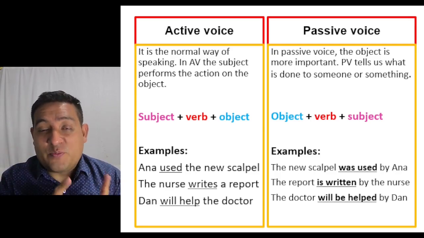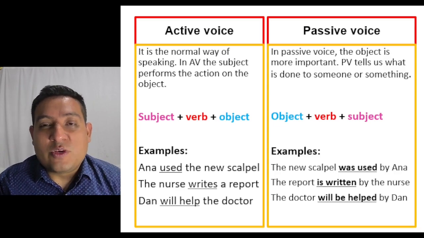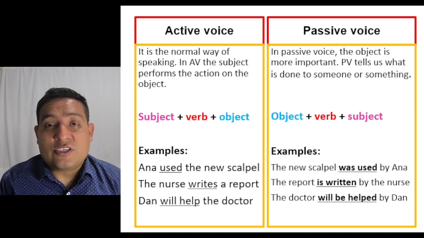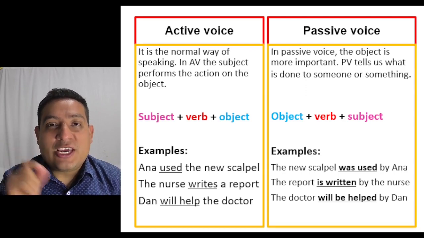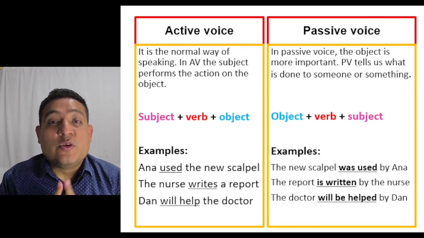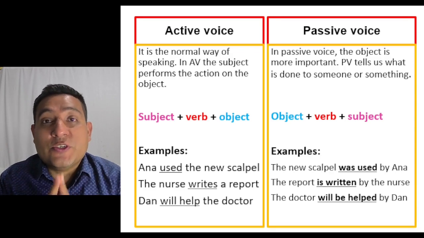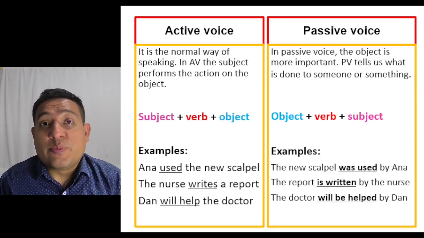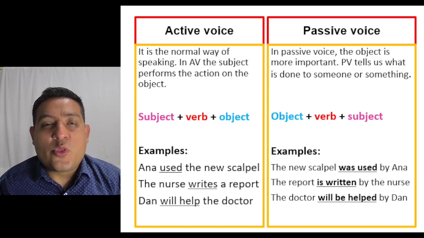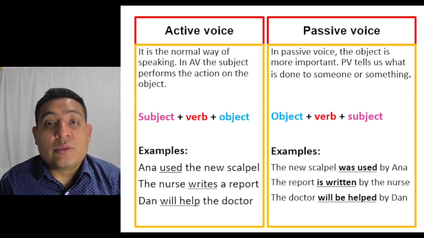Let's read the same previous examples in which the persons performed the action, now in passive voice sentences. We can check example number one. The new scalpel was used by Anna. Example number two, the report is written by the nurse. And in example number three, we have the doctor will be helped by Dan.